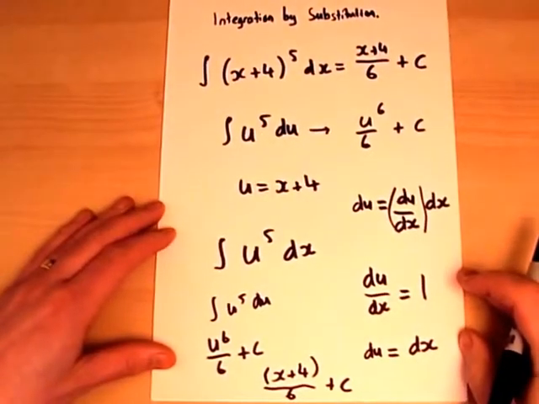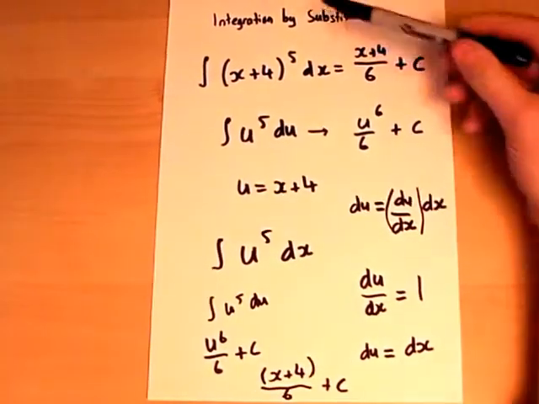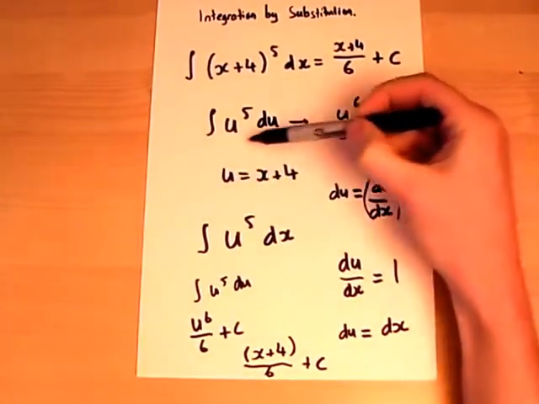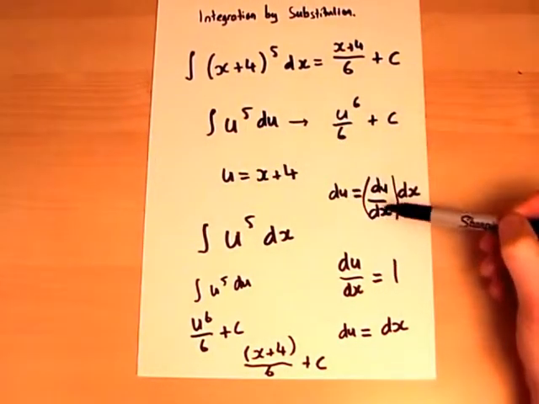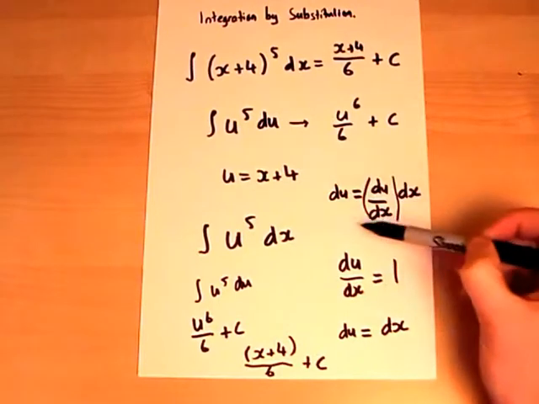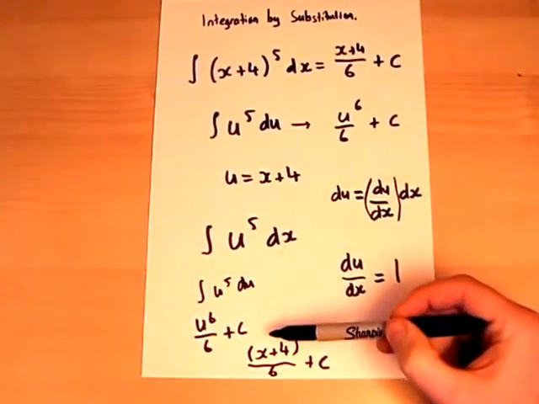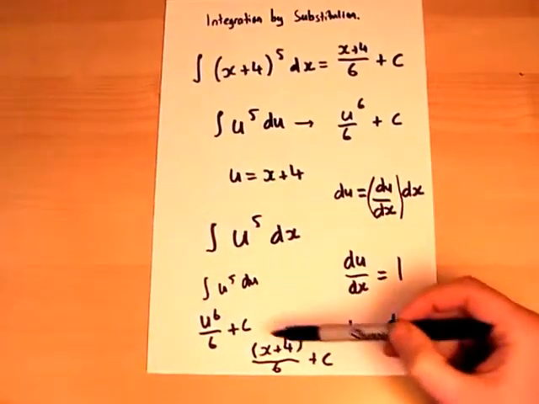Okay? And that's the essential process of integration by substitution. Make a substitution, find the relationship between du and dx using this idea here, put the substitutions in, perform the integration, and then swap your variable back again.